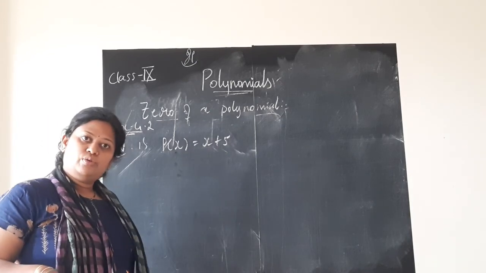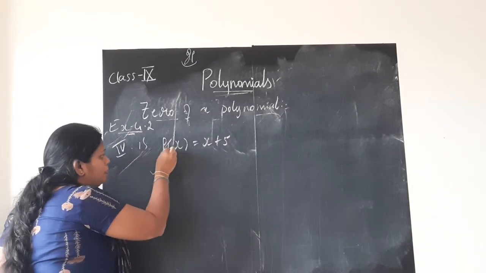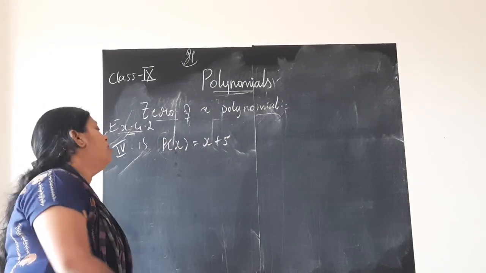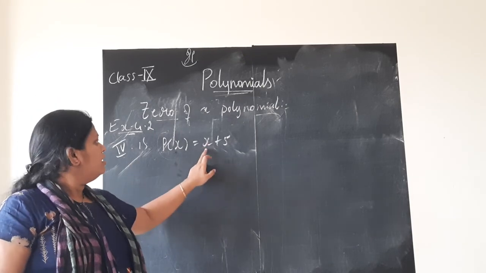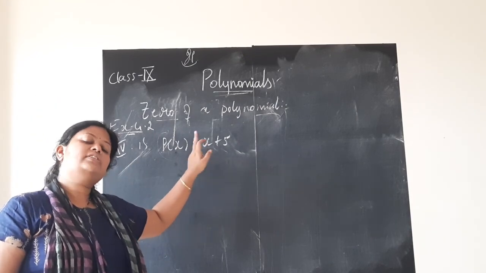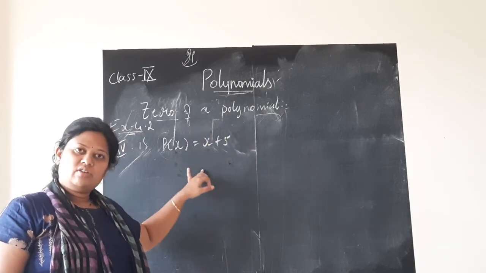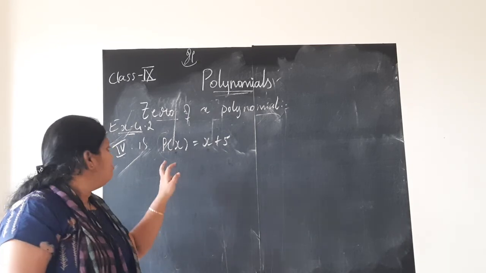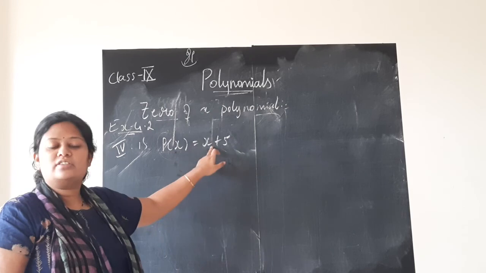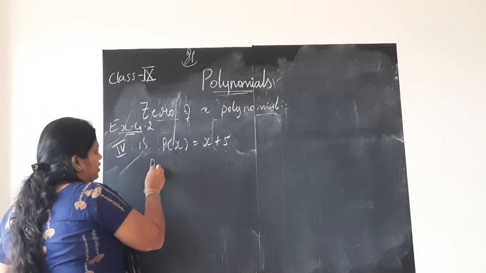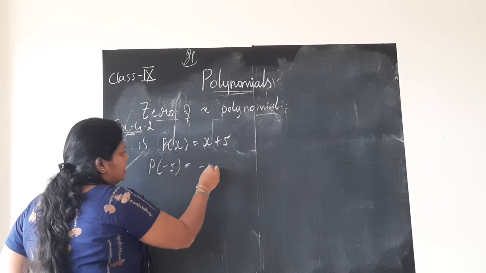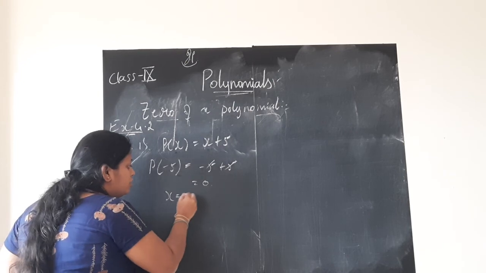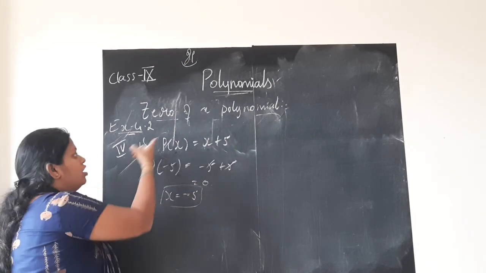So what we have to do is set p of x equal to 0. Now just look at it. What value, if you substitute in place of x, will make the whole value 0? 1? 2? 3? No. 5? No, 5 plus 5 is 10. But if we substitute x is minus 5, it becomes 0. If we substitute x as minus 5, minus 5 plus 5, it is 0. So x is equal to minus 5 is the zero of the polynomial.